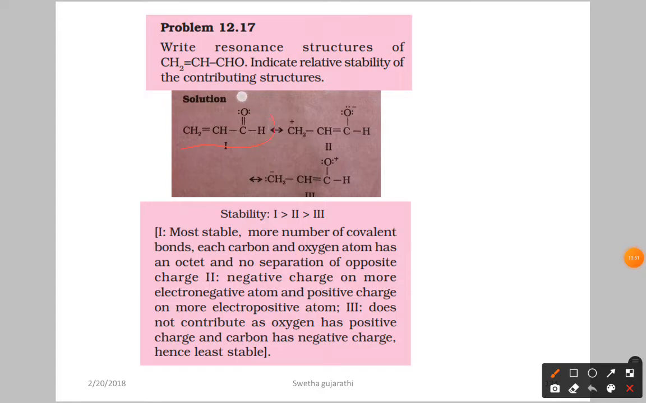Okay, this is a structure. You are writing it while maintaining the octet around every atom, except hydrogen, which should have the doublet. So this is a hydrogen having the doublet. This is the first structure.